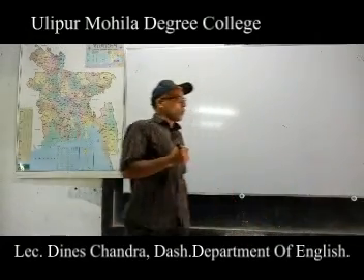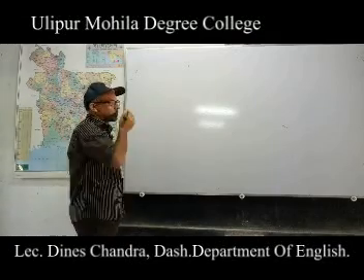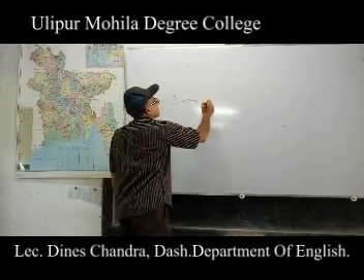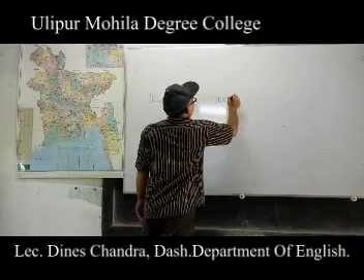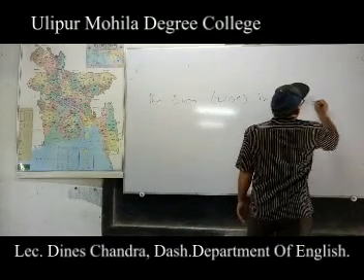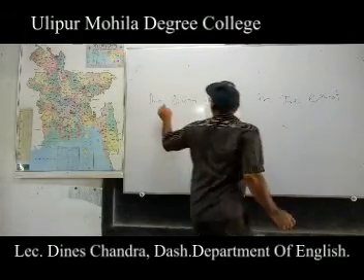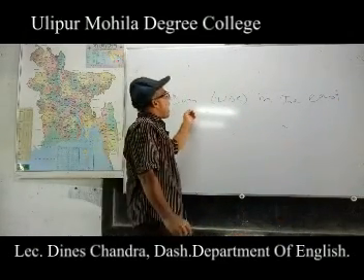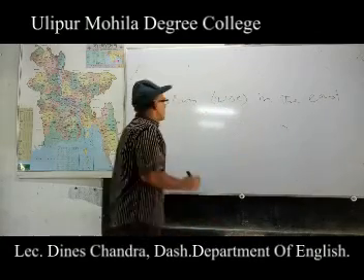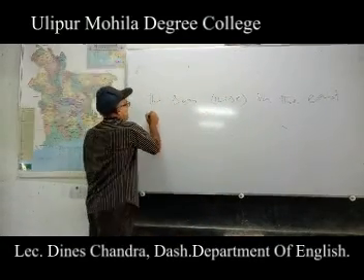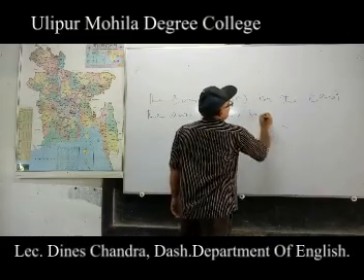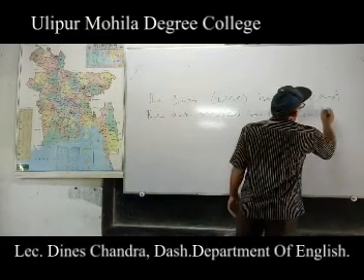One example I am showing. So look at the blackboard. The sun rise in the east. Here the sun is third person singular, and it is a universal truth. So you have to add s with the verb. Then it is a correct sentence. The sun rises in the east.